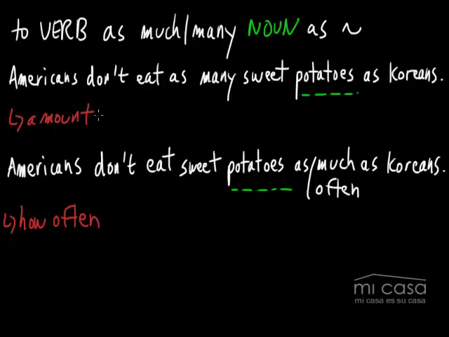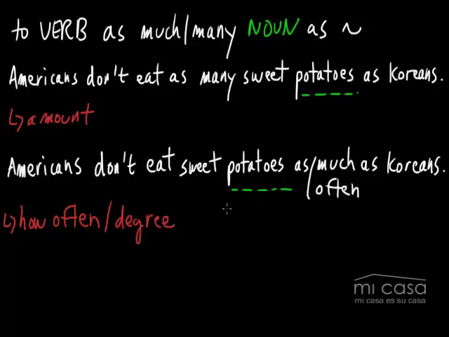All right. So again, if you're following this structure right here, it's really to stress the amount. Whereas if you're following the structure from before, where you have a full sentence and then "as much as" and then a noun, then the meaning that you're going to be giving is talking about how often, or you could say the degree to which Americans and Koreans eat sweet potatoes.